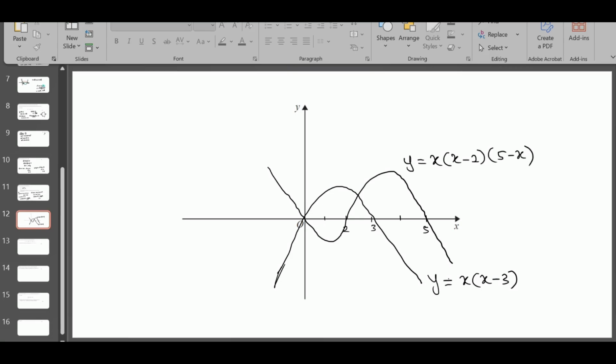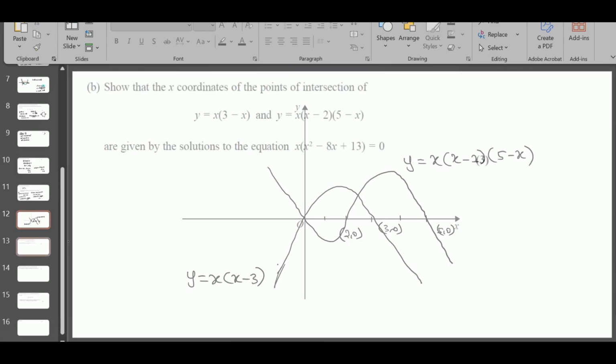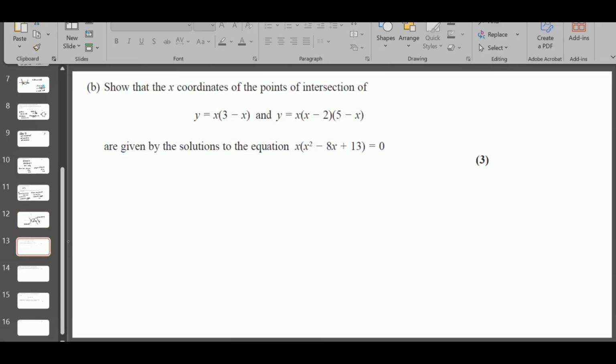That's all. Sometimes they would want you to write these points as a coordinate form. So you put 2, 0, 3, 0, 5, 0. The y-intercept is at the origin, so just label it. That's a graph. Don't forget to label the graph. So you can label this graph here. y is equal to x times x minus 3. That's all. State the x coordinate of the point of intersection of these two given by these two equations.